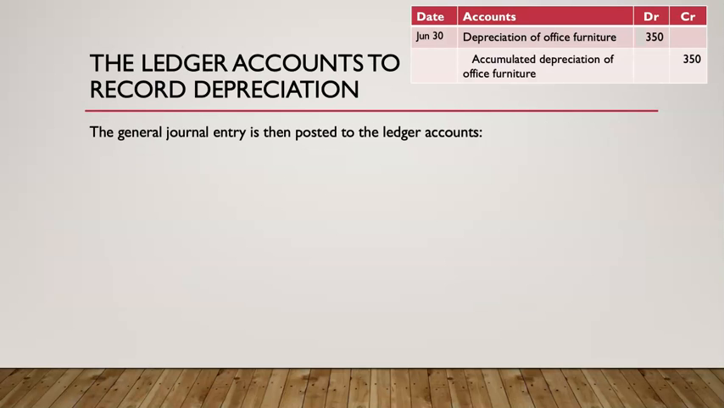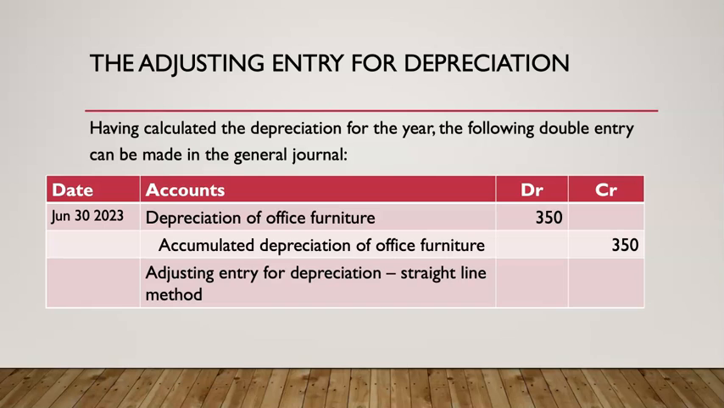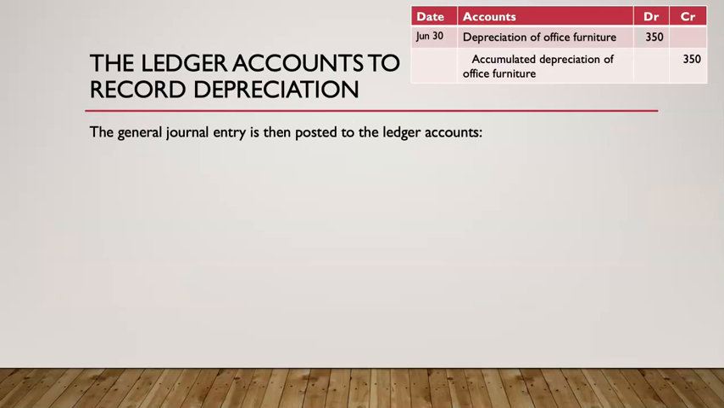What do we need to know? Remember here that the depreciation of office furniture is an expense. Accumulated depreciation of office furniture is our negative asset account. Once we've done that, and you can see this is in the top right hand corner of this slide, we then use this information to post to our ledger accounts. We've got our instructions, we post it.